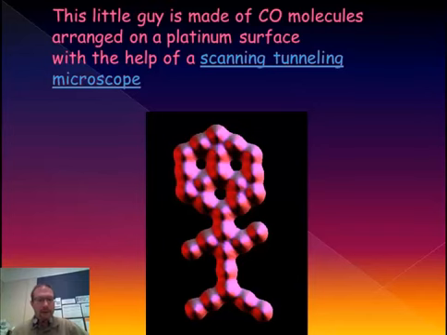First of all, what you're looking at right here is a little guy made out of carbon monoxide molecules. Each one of those little balls that you can see in there, some right there, some right there, is a carbon monoxide molecule. They have been placed piece by piece to make this tiny little statue of a guy. Now, you may not be all that impressed with that, but once you get some concept of how tiny these atoms really are, it's a super, super impressive thing.